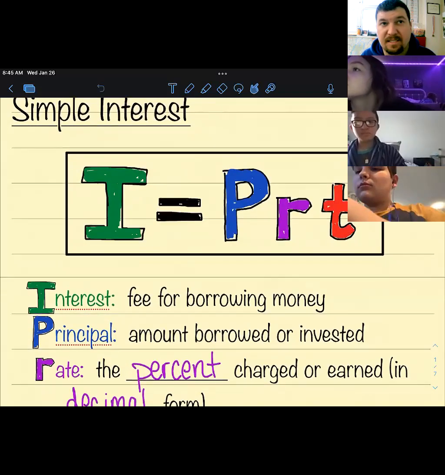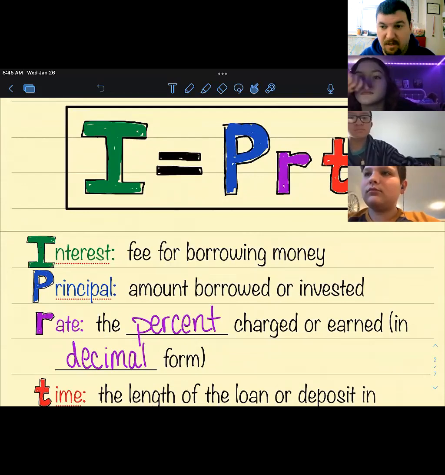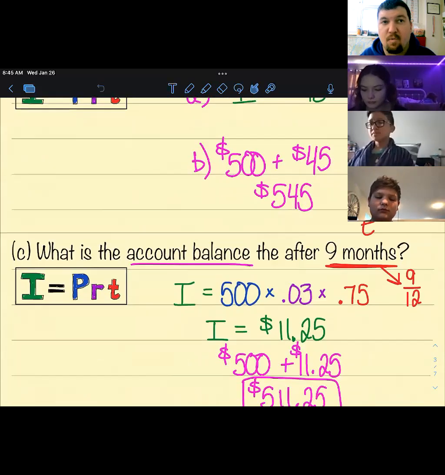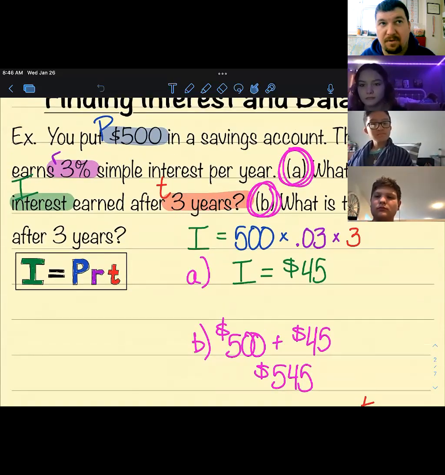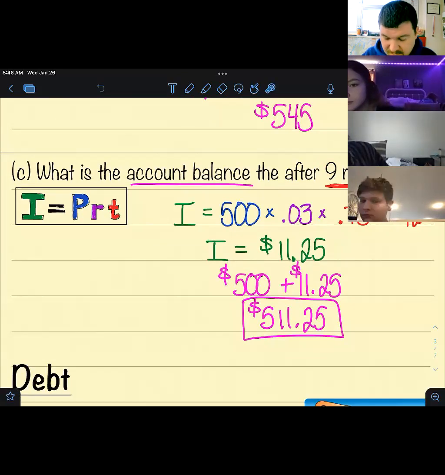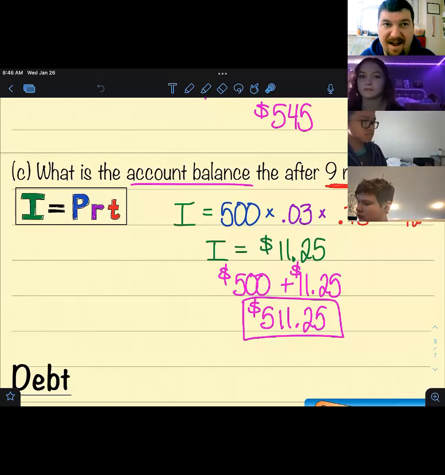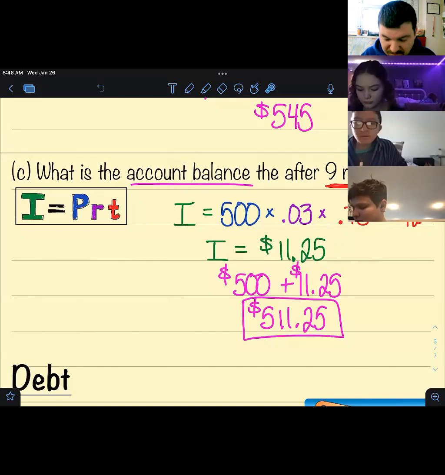The rate is the percent that they give you. The interest rate is a percent that we have to change into decimal form so we can use our calculators. And then time is always measured in years. Now we actually looked at a problem yesterday where they gave us the time in months. And so even though they gave us the principal as a dollar amount, the interest rate was a percent, we converted to 0.03. When they gave us months, we had to take the 9 months and divide it by 12 because there are 12 months in a year. And that gave us 3/4 or 0.75.